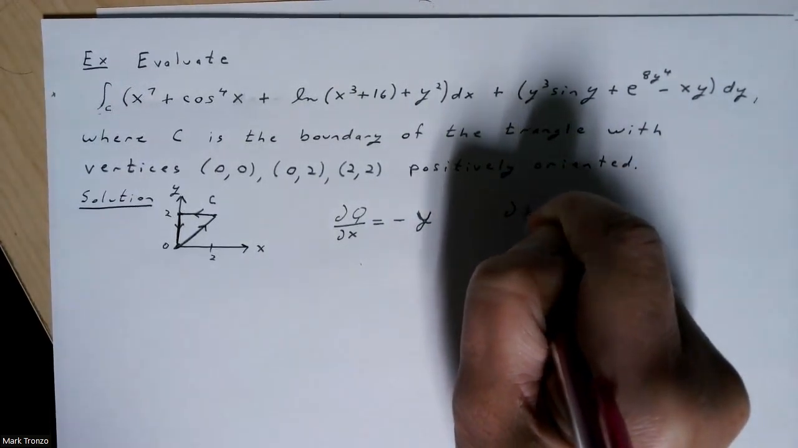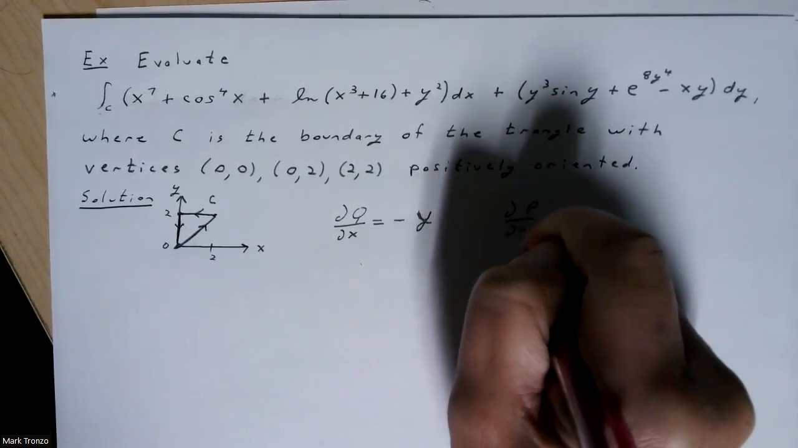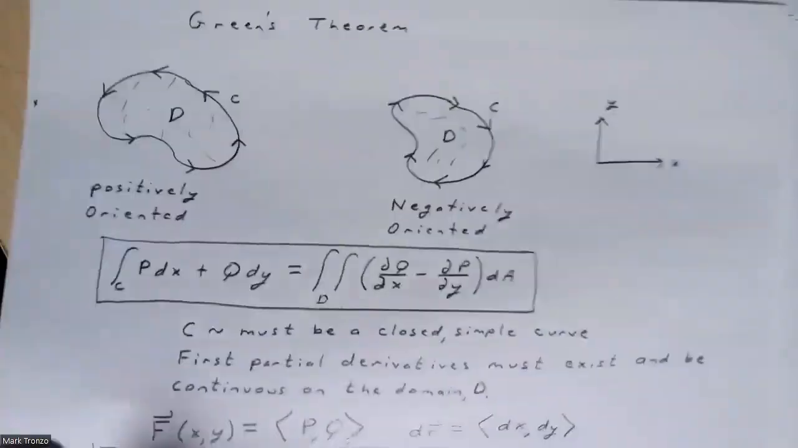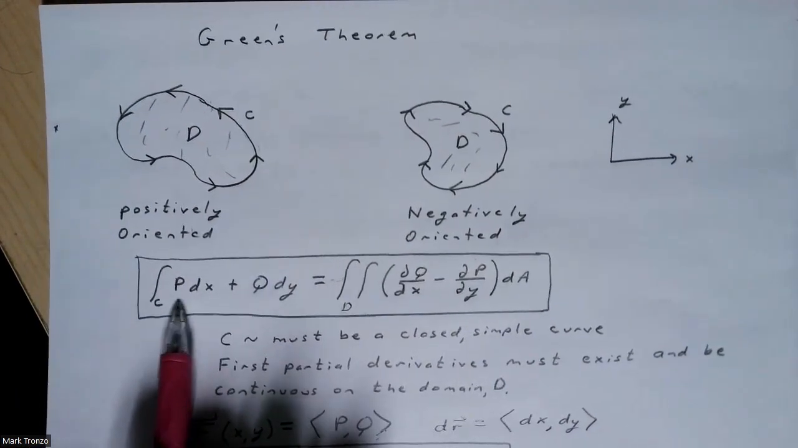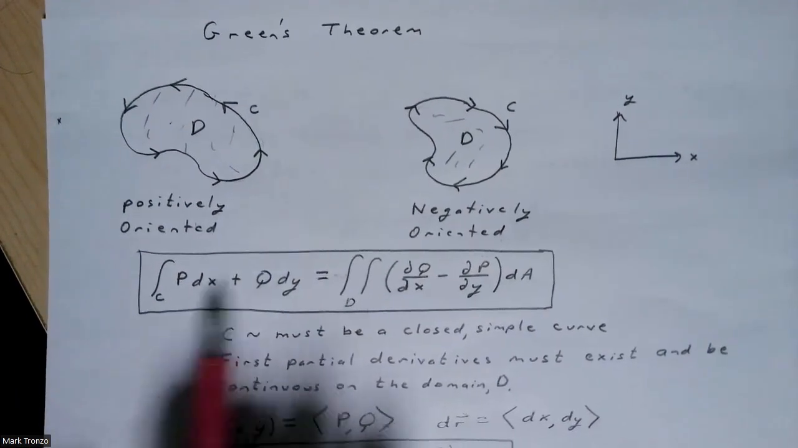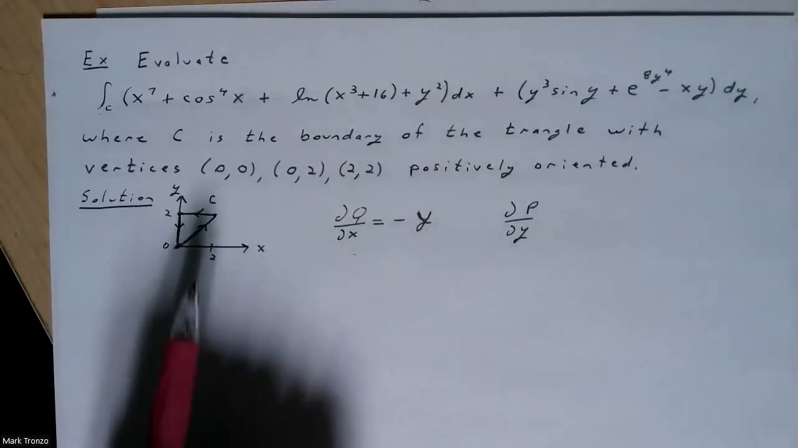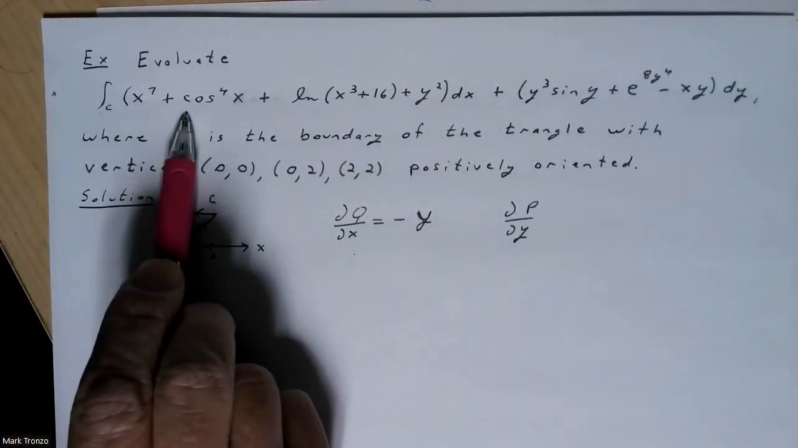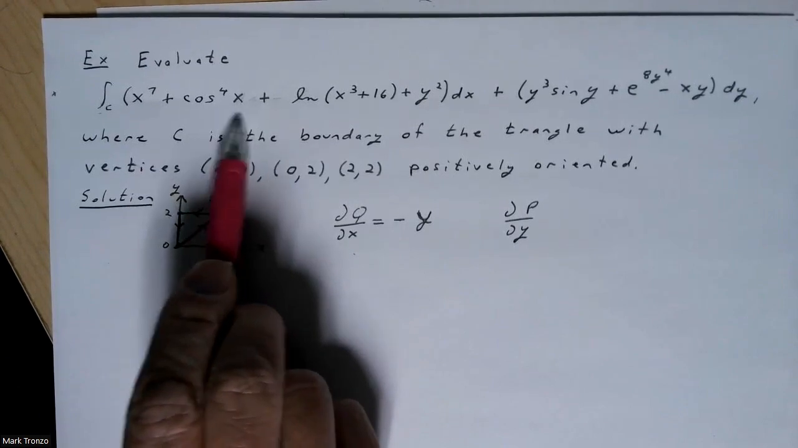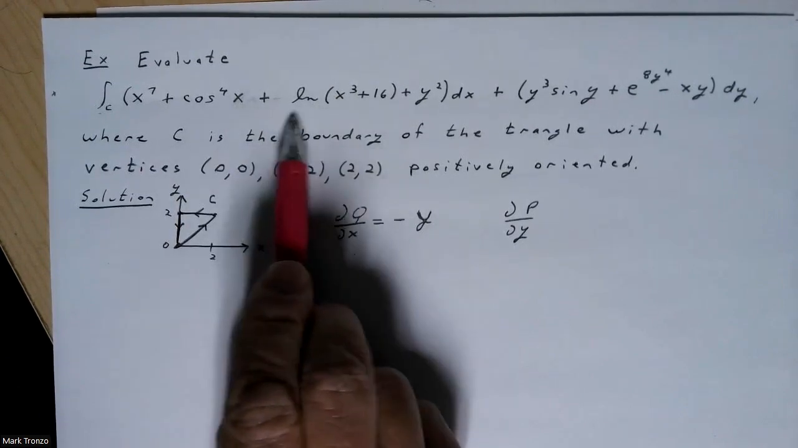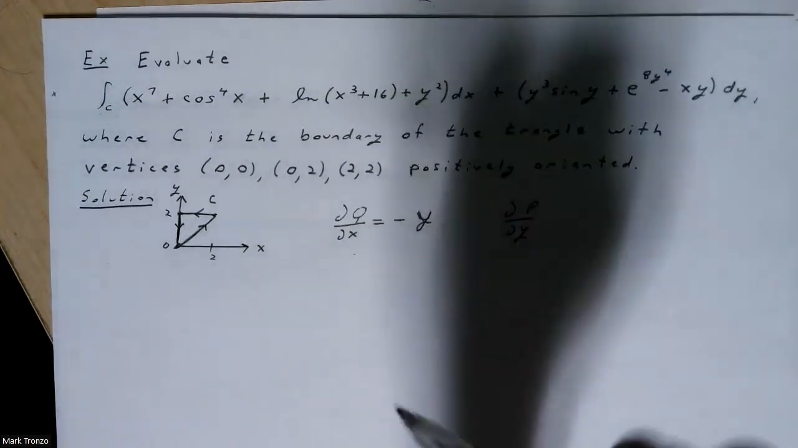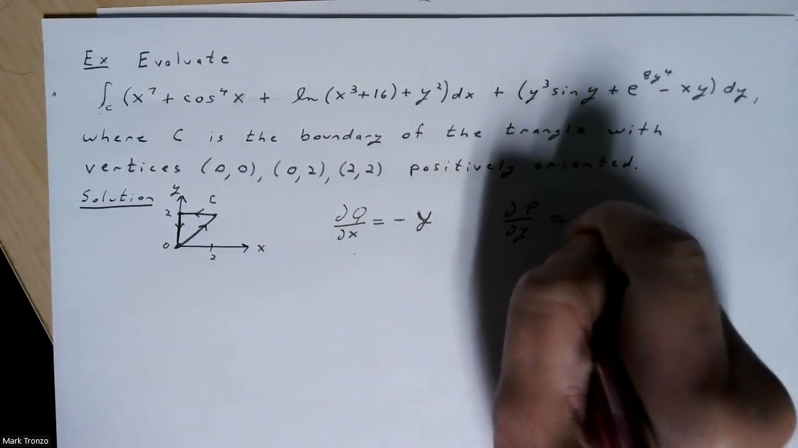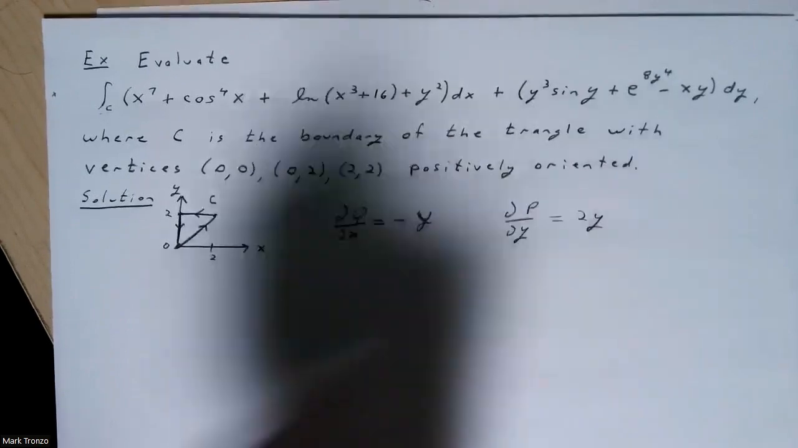So let's do dP/dy. That's the other piece that we need. And again, look over here. Whatever's multiplied by dx will be your P. Take the derivative of that with respect to y. This is going to go away. This is going to go away. This is going to go away. And so it looks like we just have 2y.